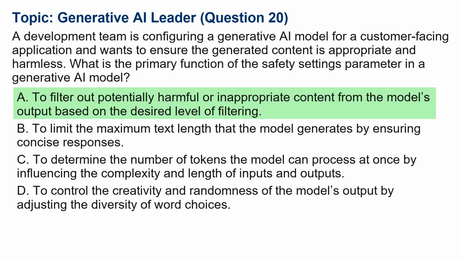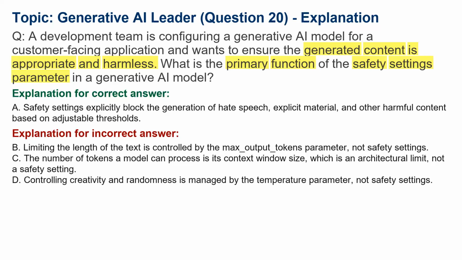The correct answer is A. To filter out potentially harmful or inappropriate content from the model's output based on the desired level of filtering. To arrive at the correct answer, we focus on the keywords: generated content is appropriate and harmless, primary function, safety settings parameter. Why is this correct? A. Safety settings explicitly block the generation of hate speech, explicit material, and other harmful content based on adjustable thresholds. Why are the others incorrect?